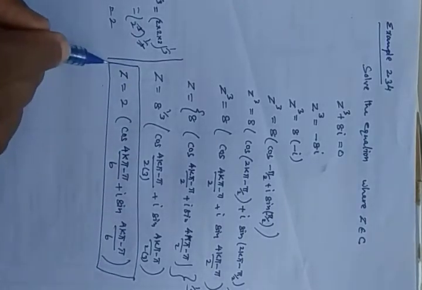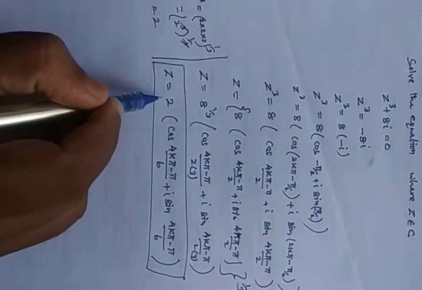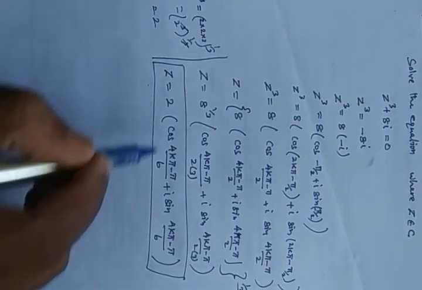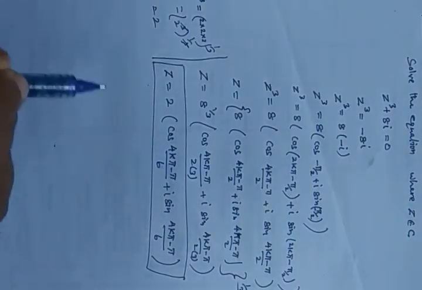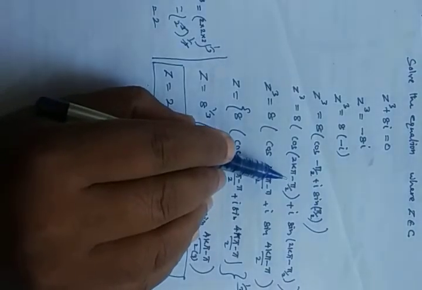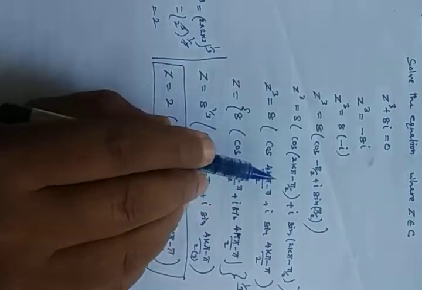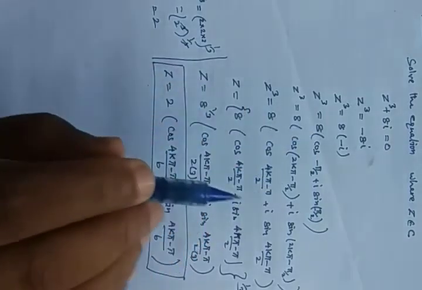We got one equation. Previously we did cube root of unity, but here it is not unity, because here the r value is 2 and the theta value is pi by 6 coming. So keep that in mind. Here you can see minus pi by 2 is coming. The r value is 8 here, and the theta value is coming minus pi by 2. Keep that in mind.